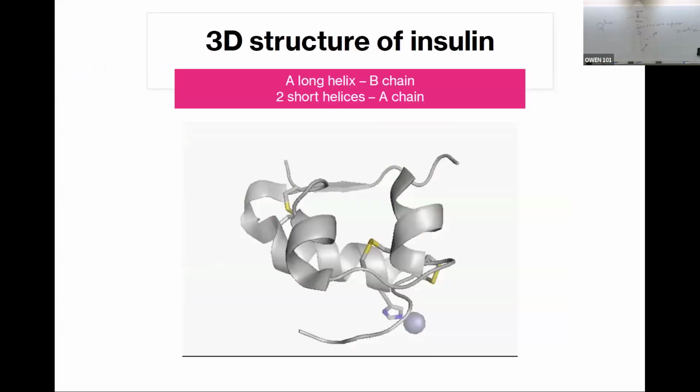And the 3D structure of insulin, so you have one long helix in the B chain, which is in the back actually, and then two short helices here, which come from the A chain, right? So you have A chain and B chain.